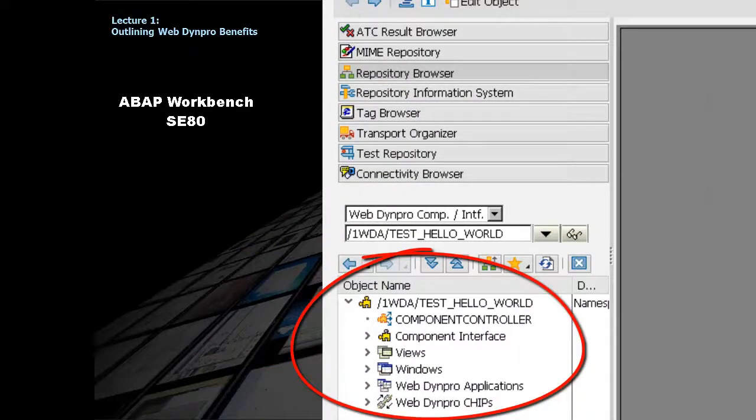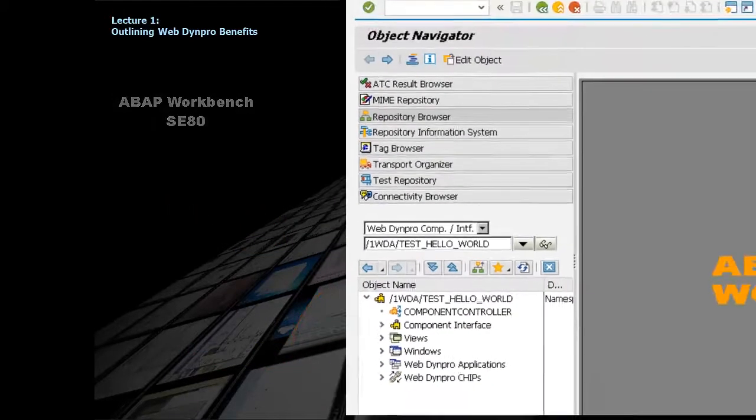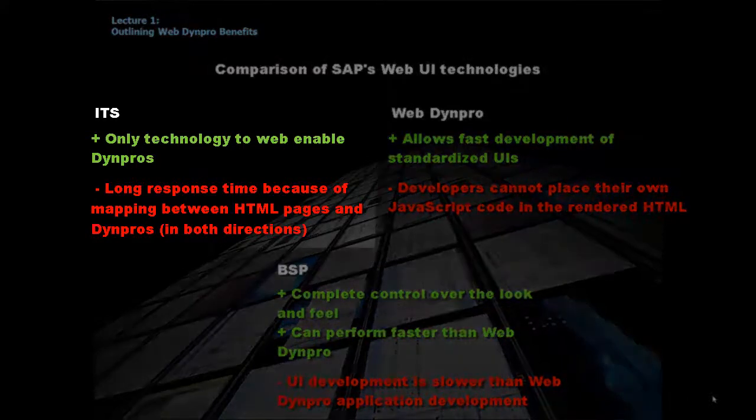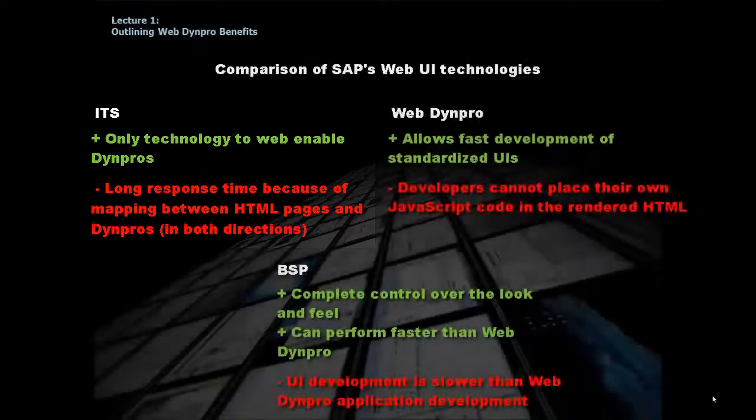When we compare SAP's web user interface technologies, we have to realize that Internet Transaction Server is a technology that's on the market for a long time now, but it has only one purpose, that is to basically map SAP ABAP Dynpros to HTML pages. It has a long response time because of this mapping.